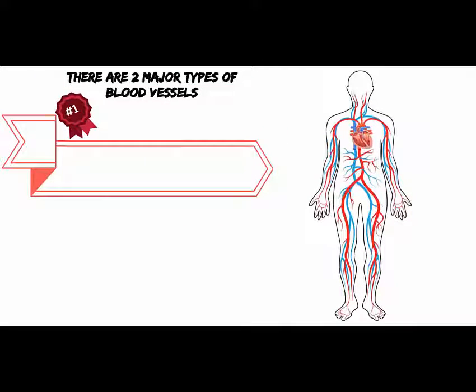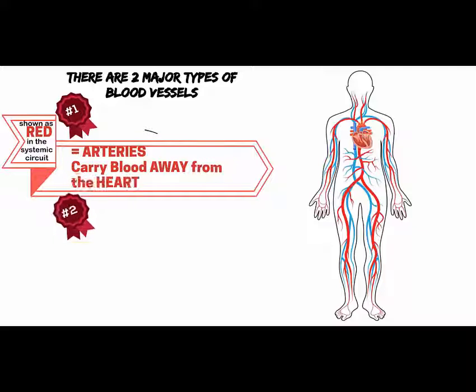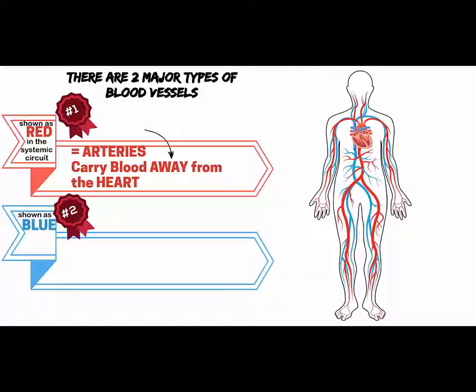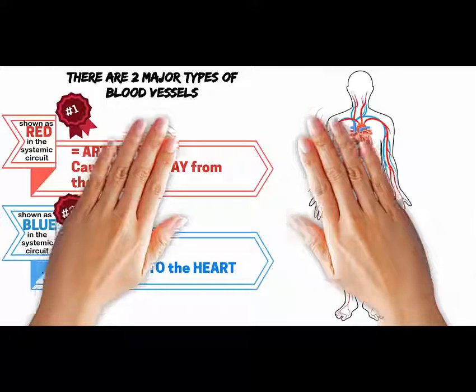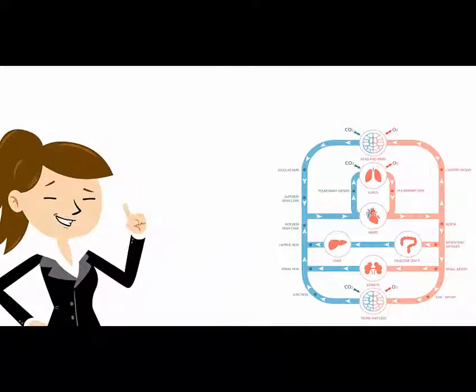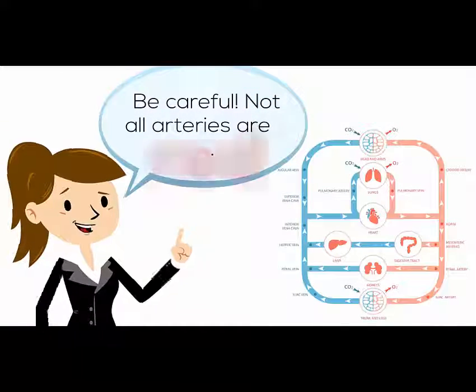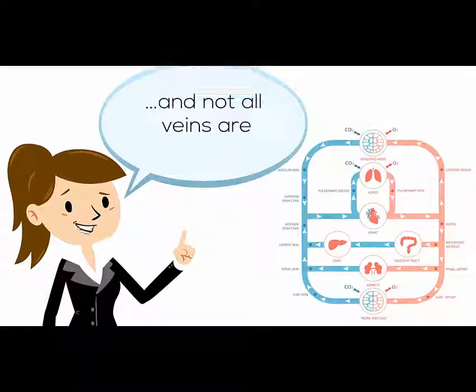There are two major types of blood vessels, arteries and veins. The arteries carry blood away from the heart, and veins carry blood to the heart. Be careful, not all arteries are red, and not all veins are blue.